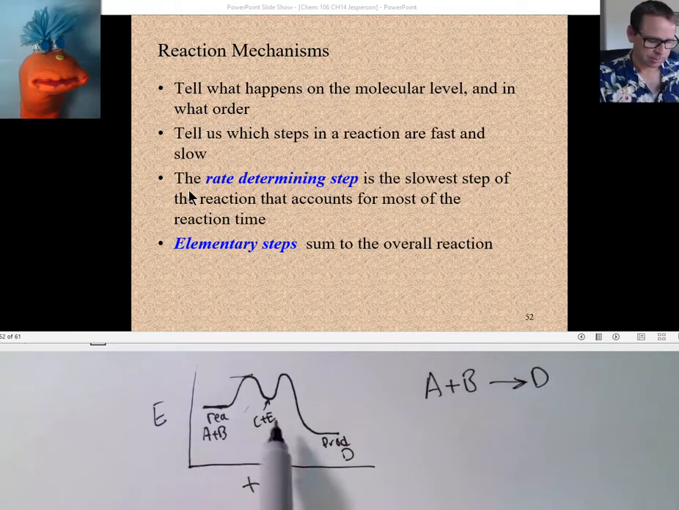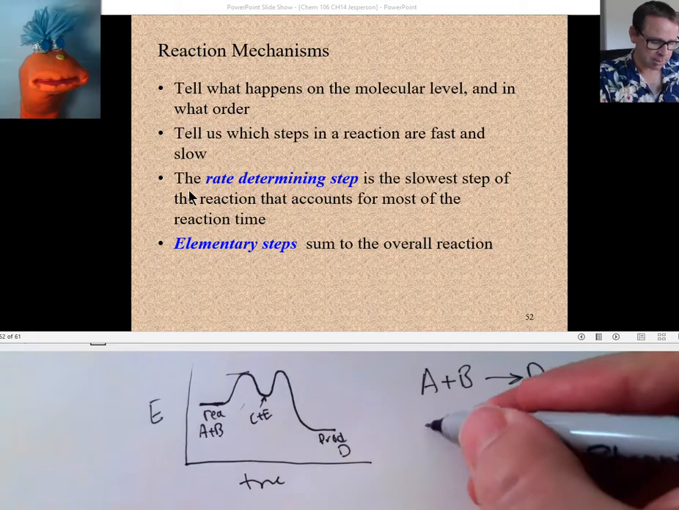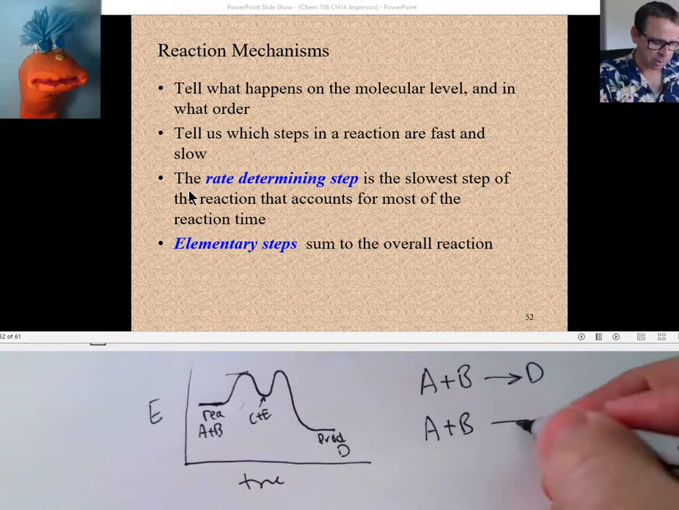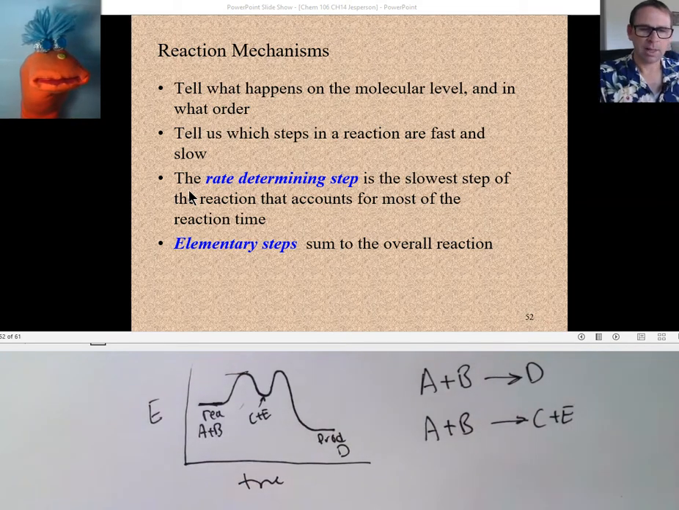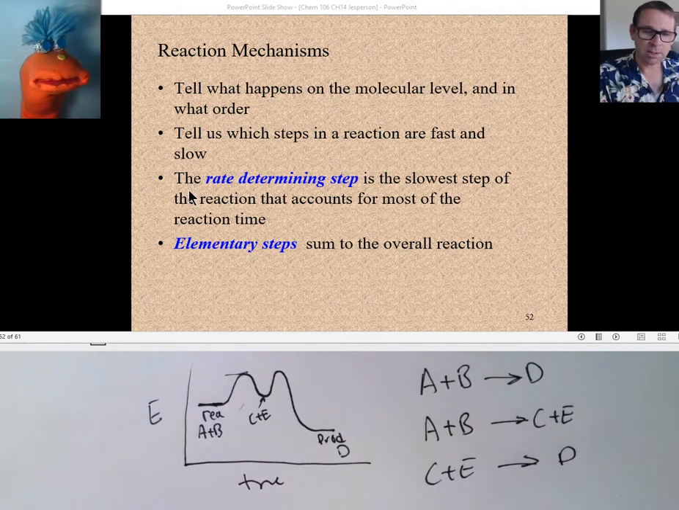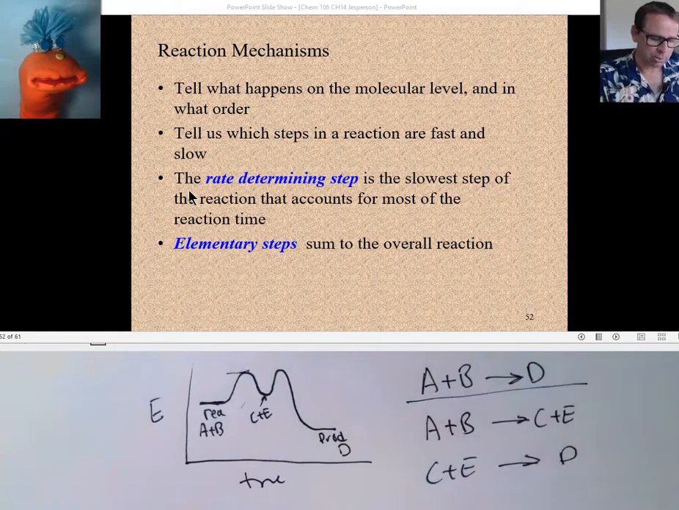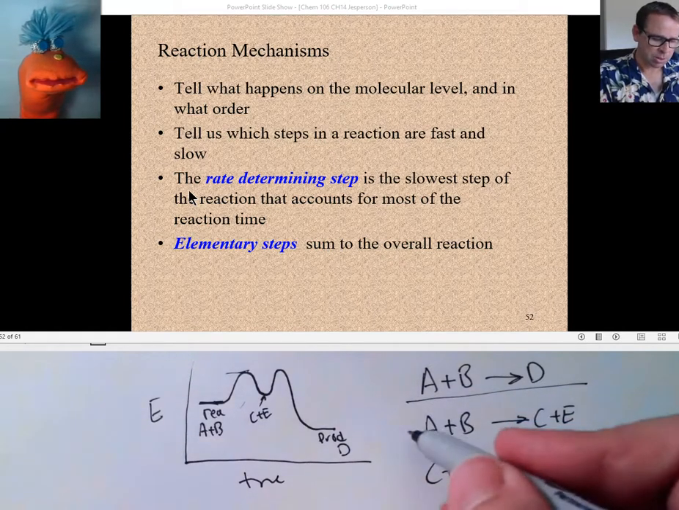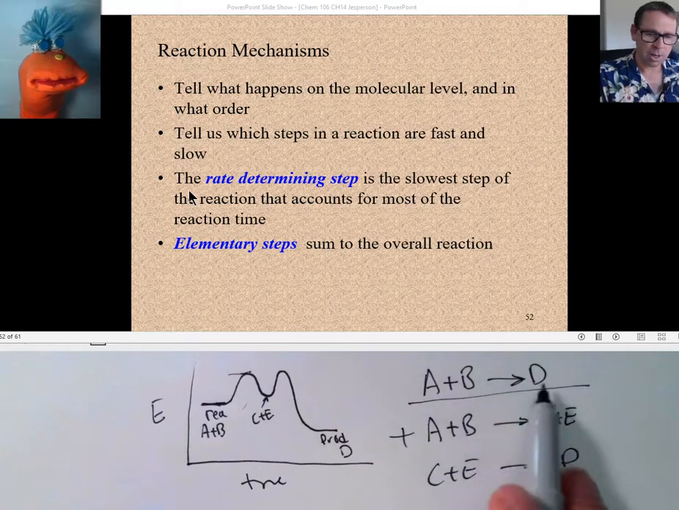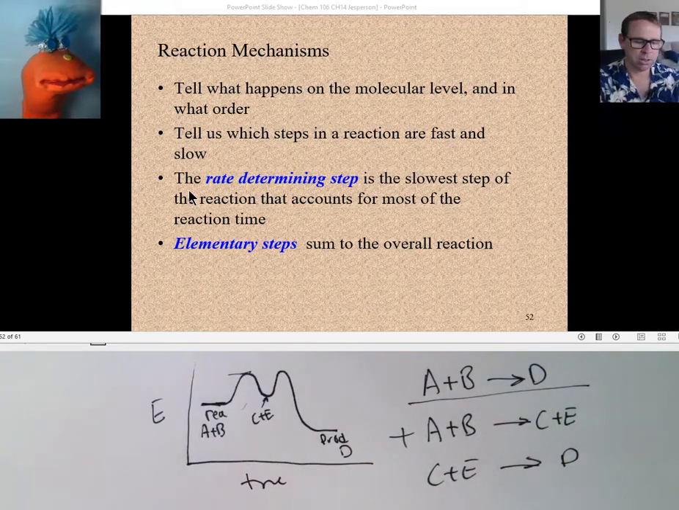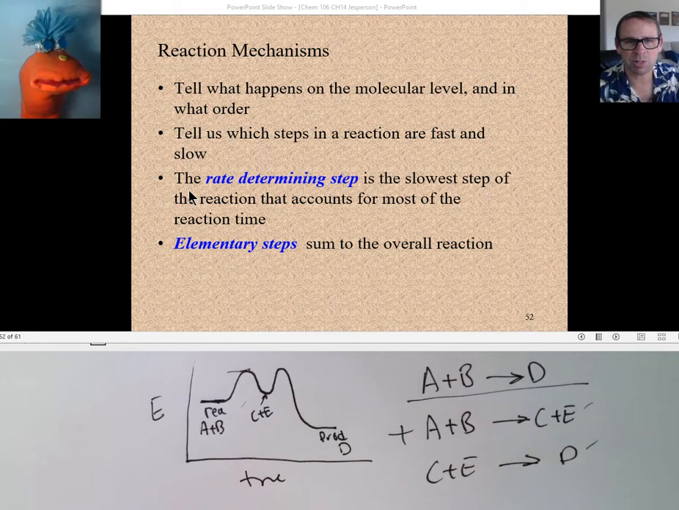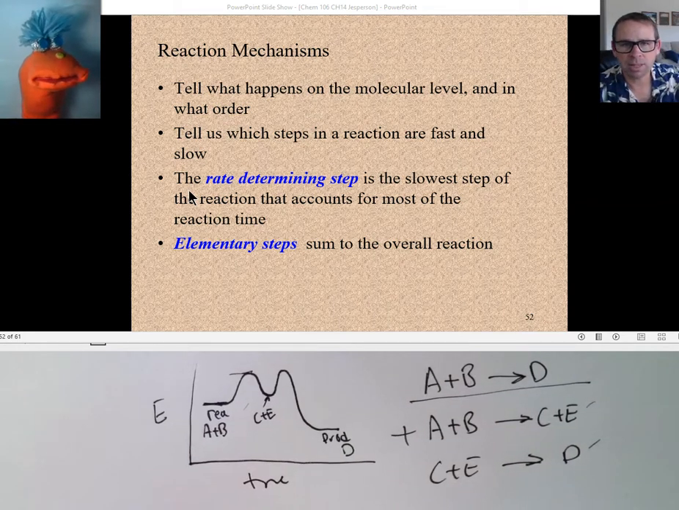It would be A plus B forming our product D. However, if we were to look closer, we would see that A and B are coming together and forming C and E. And then C and E are coming together to form D. The overall reaction is this, but the two steps that we add together to have this reaction occur are these. These are what we call the mechanistic steps, the mechanism, the little intermediate steps along the way.